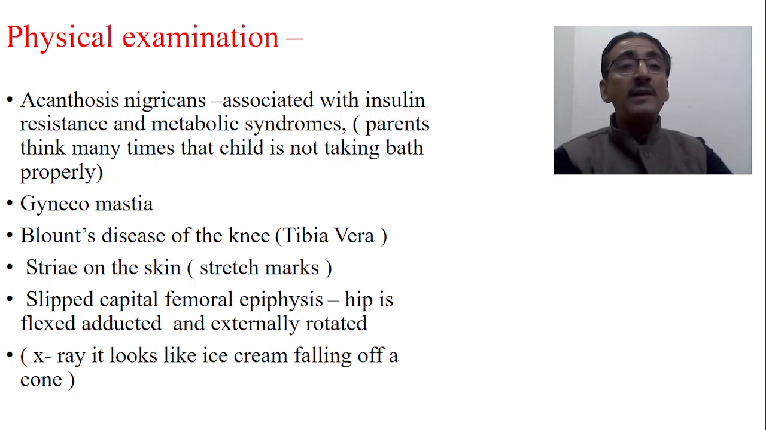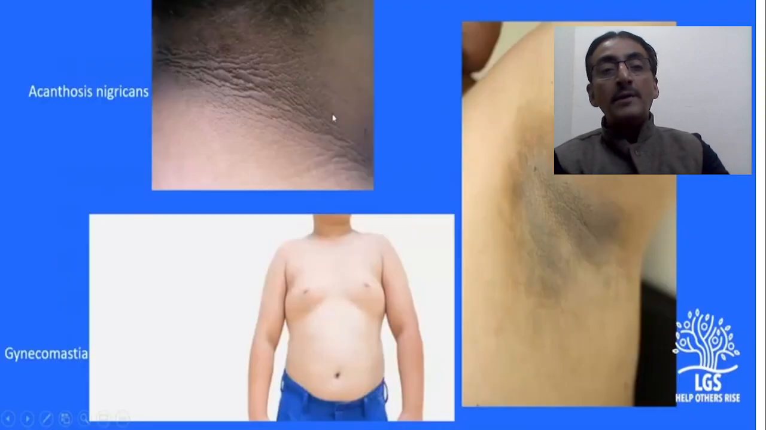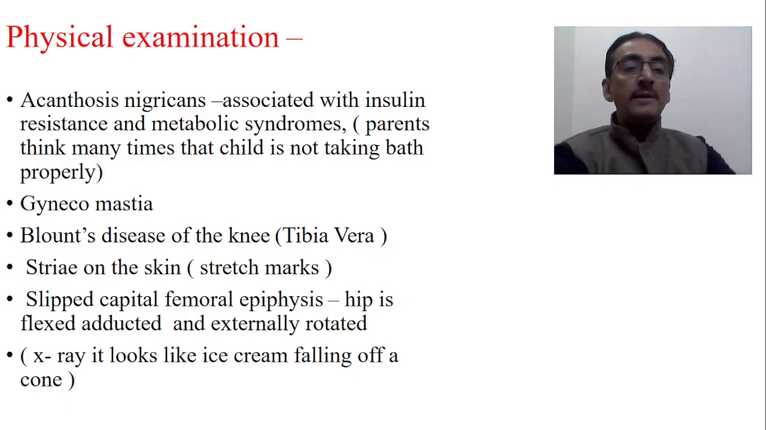Another important physical finding is gynecomastia. And if you see the second picture here, gynecomastia is abnormal deposition of fat in the breast area, especially in the male child. Okay, so that is quite evident of developing obesity or overweight, etc.